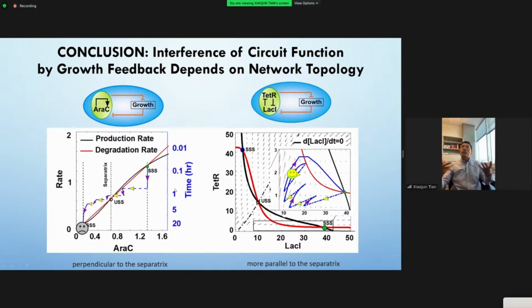So that is the first project. We get a conclusion that the interference of the circuit function by the growth feedback depends on the network topology. We used a simple circuit, but that should apply to many other circuits, as long as you use a host cell and are not using a cell-free system. We really need to consider the cell growth in our system, and we really need to consider the circuit topology in our design. That is the first work.